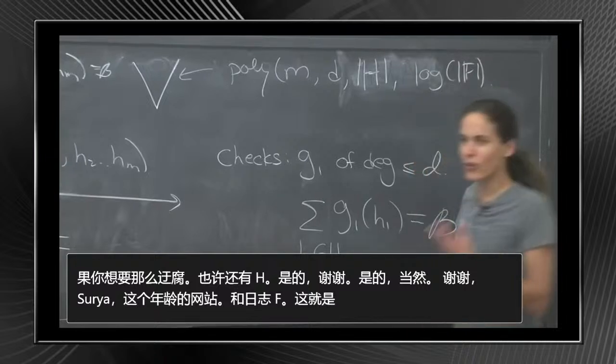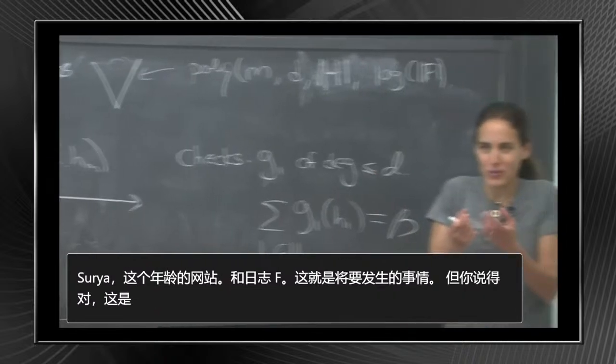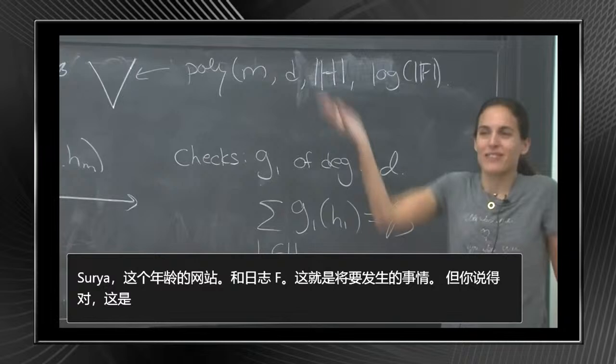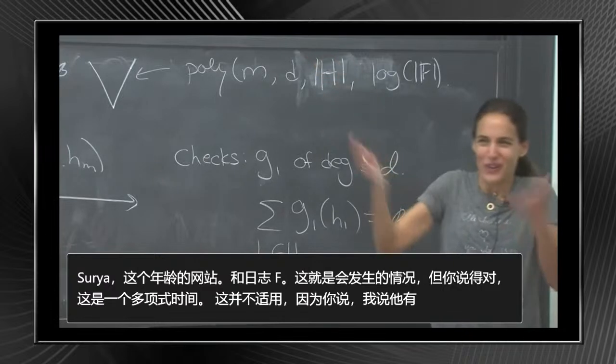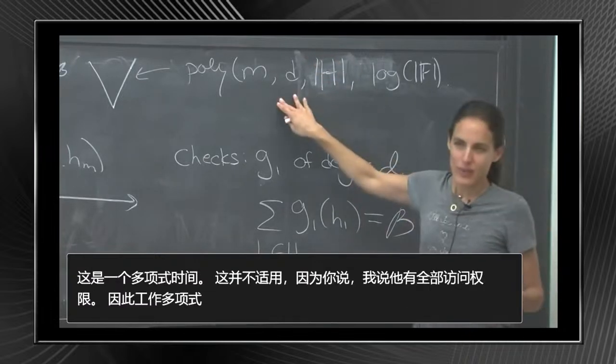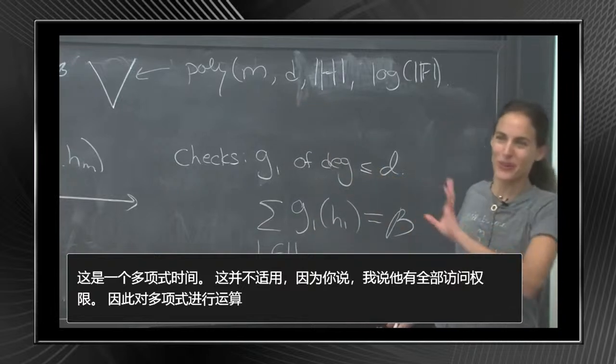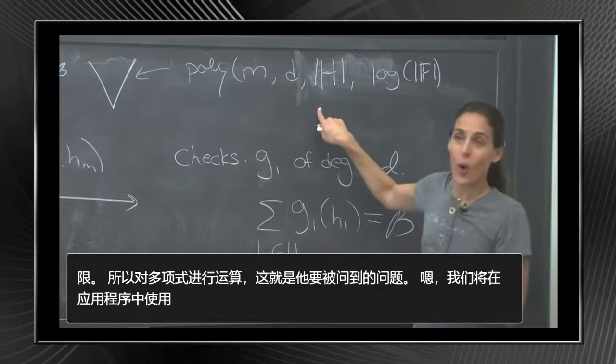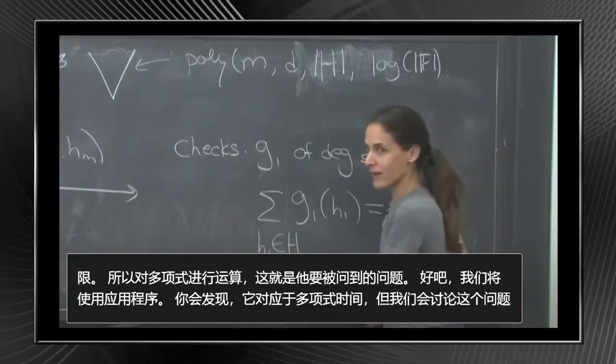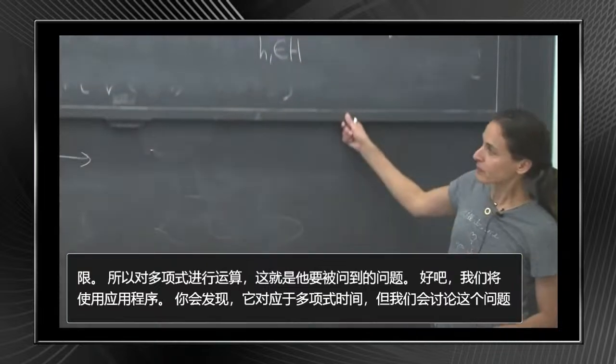That's what's going to happen. But you're right that here the polynomial time doesn't really apply, because I said that he has oracle access, so we're at polynomial over. So this is what he's going to be after. But when we're going to use him for applications, you'll see it will correspond to polynomial time. But we're going to go over this when we analyze the protocol.